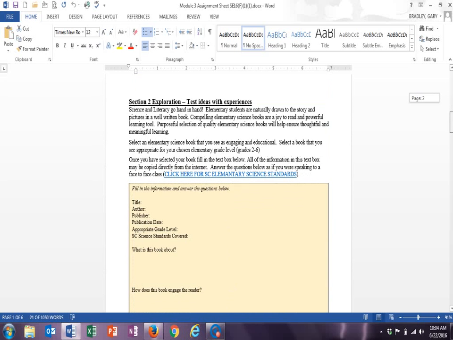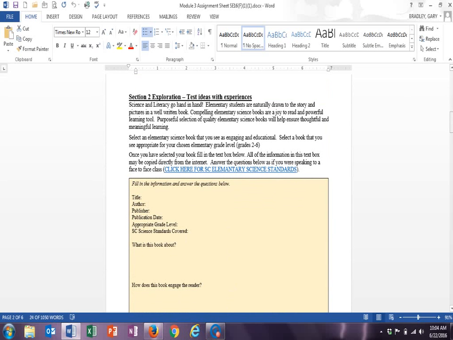Section number 2, we're talking about exploration. And the exploration, the assignment that I would like you to do is I would like you to find a science book, or a book about science, a book dealing with science. This can be fiction, it could be nonfiction, but it needs to be something that's at the elementary level. I just feel that science and literacy are so important, and as students see stories about science, or journeys or whatever topic that the books are about, it's going to spark their interest.